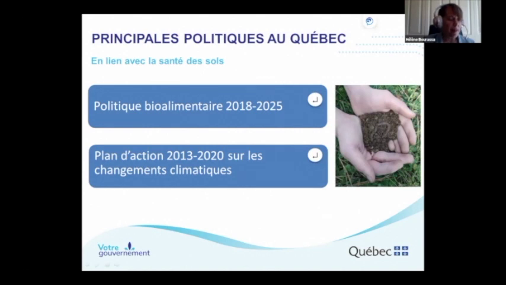Au niveau des politiques, il n'existe pas de politique visant spécifiquement la santé et la conservation des sols au Québec, mais plusieurs politiques y ont quand même une influence. Je vous présente ici les deux principales, soit la politique bioalimentaire 2018-2025 ainsi que le plan d'action 2013-2020 sur les changements climatiques.